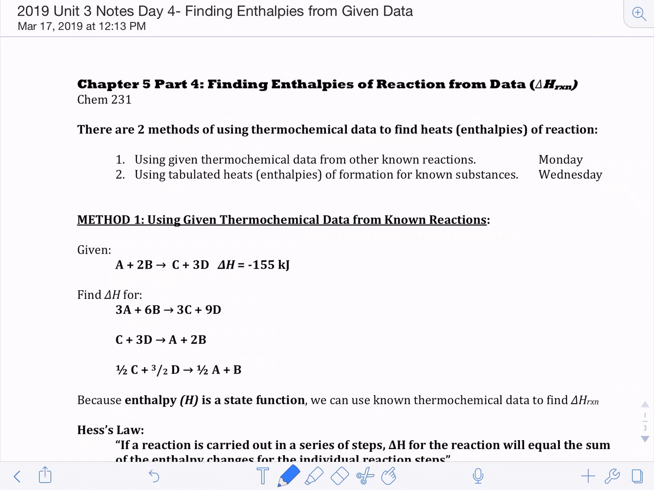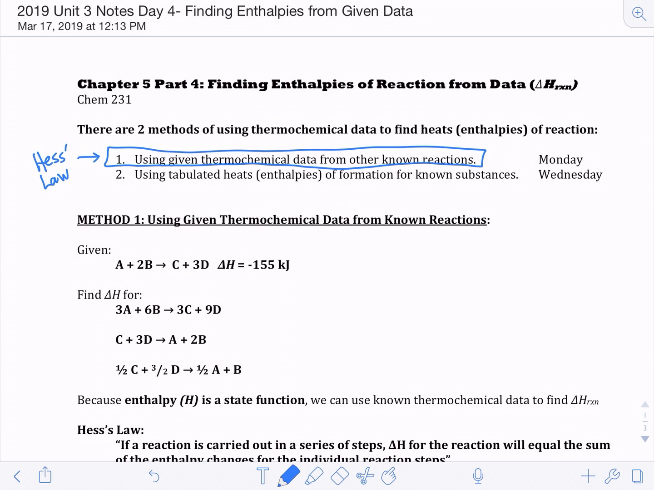So this is what we're doing today: from other known reactions, we're going to look at this part. Wednesday, we'll talk about using heats of formation. This is what we are going to discuss as Hess's Law, which is basically that we can use known reactions to figure out the delta H of an unknown reaction.